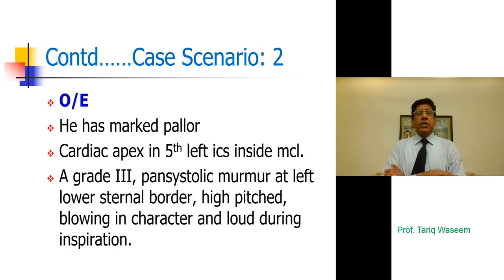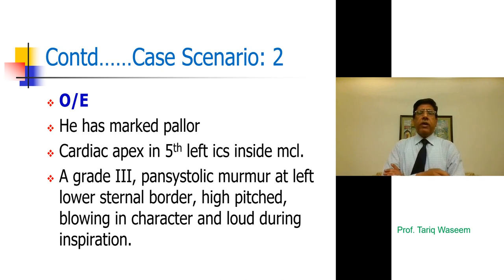On examination, this patient is markedly pale. His cardiac apex is located in the 5th left intercostal space in the mid-clavicular line, which means that it is within normal limits. There is a grade 3 pan-systolic murmur at the left lower sternal border. It is high-pitched, it is blowing in character, and it is loud during inspiration. Now this murmur is maximal at the lower sternal border, and it is best heard during inspiration.